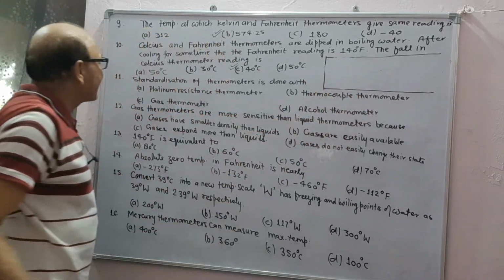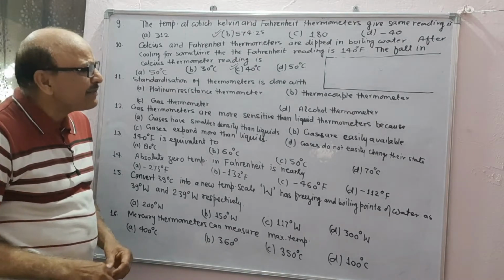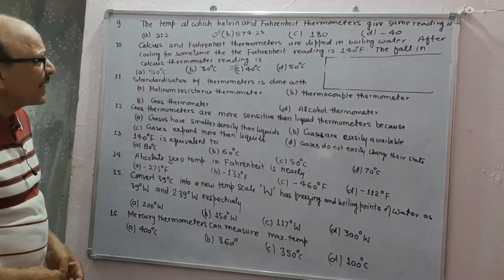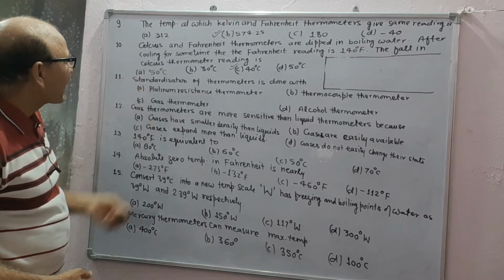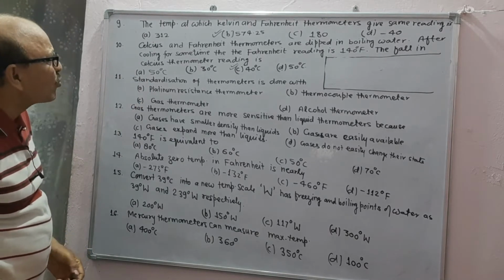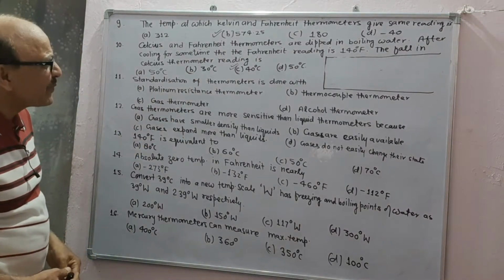Question number 10 is Celsius and Fahrenheit thermometers are dipped in boiling water, means at 100 degrees Celsius according to Celsius, and 212 according to Fahrenheit thermometer.